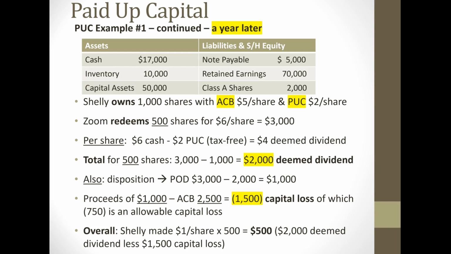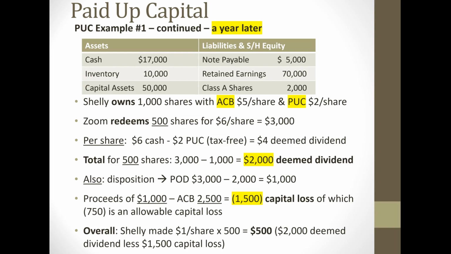She bought the shares for $5. She got $6 per share. So she made $1 per share on these 500 shares that were redeemed. So her overall gain was $500. For tax purposes, $2,000 will be treated as a deemed dividend, and that's going to be reduced by a $1,500 capital loss. So that's how the overall $500 will be treated for tax purposes.